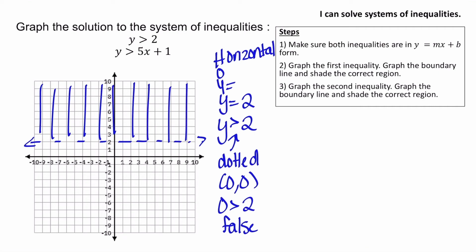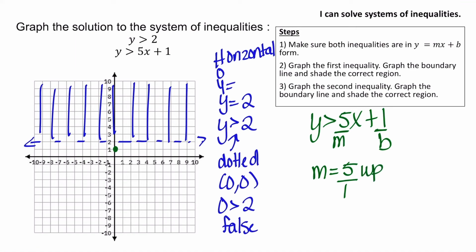So now I'm going to try the other inequality. I'm going to do y is greater than 5x plus 1. And so this is in slope-intercept form. This is m and this is b. So I'm going to plot my first point at 1. And then I'm going to use my slope, which is m, which is 5 over 1, which is up 5, right 1. So when I go up 5, I go 1, 2, 3, 4, 5, and then right 1. Since it's a greater than sign, I'm going to use a dotted line. So I'm going to connect these 2 points with a dotted line.